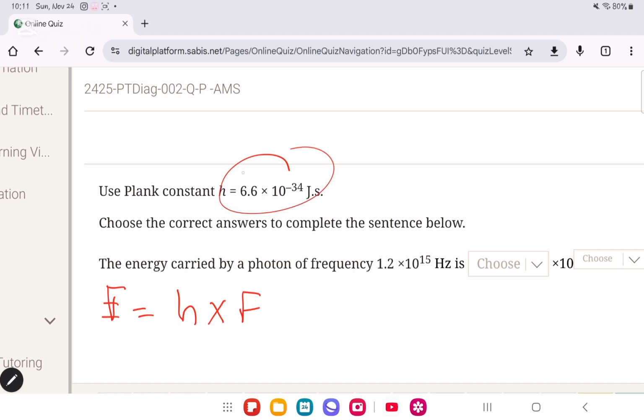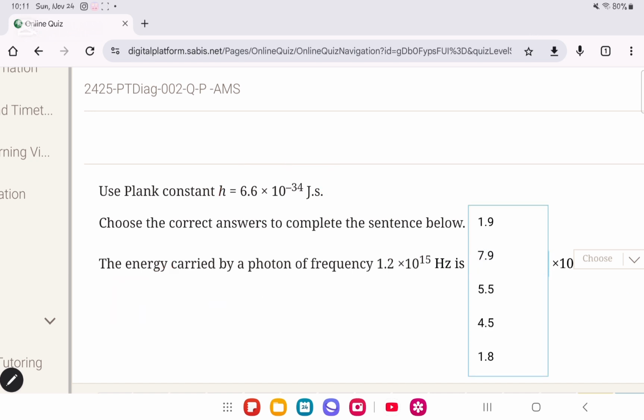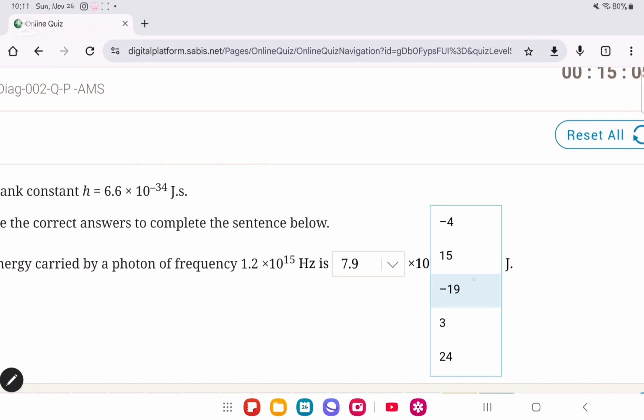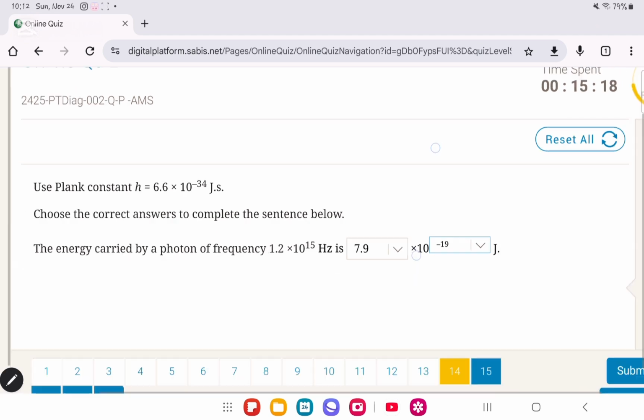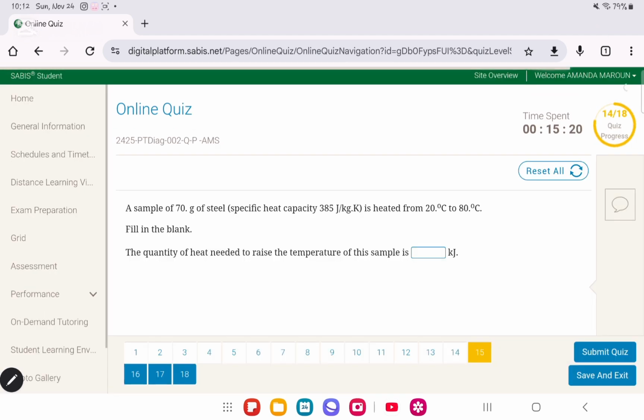We are given Planck's constant and we are given the frequency. So very simply, we can find the energy E. It's going to be 1.2 times 10 to the power of 15 times 6.6 times 10 to the power of negative 34. And like this, we get 7.92 times 10 to the power of negative 19. Check over here, we have 7.9 times 10 to the power of negative 19. So that is it for question number 14.